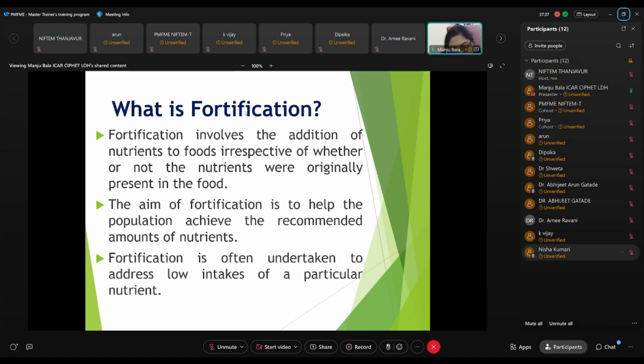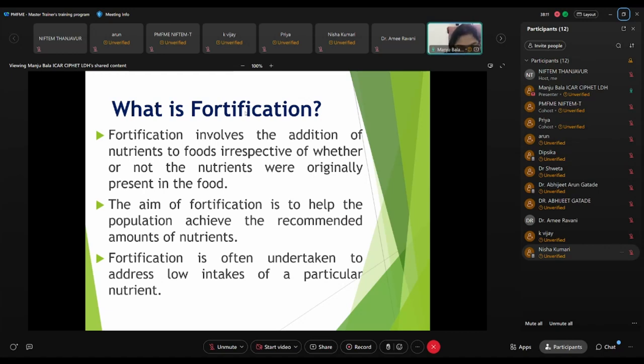Now coming to fortification. What is fortification? Fortification means adding any nutrient which is originally not present in your food, or may or may not be present. We can also add a component which was earlier present, but later, during processing or other steps, it was removed. So we can add it from outside. That is called fortification.